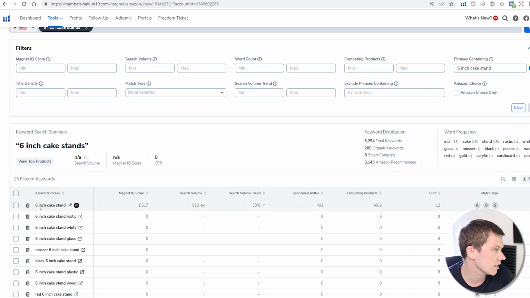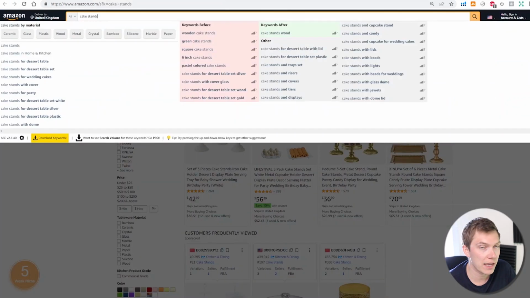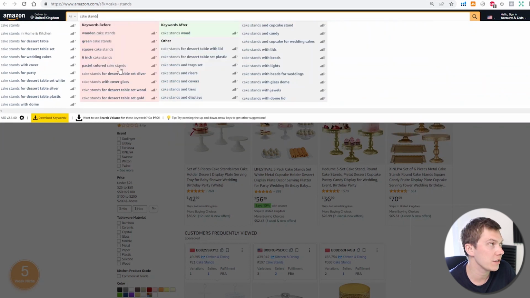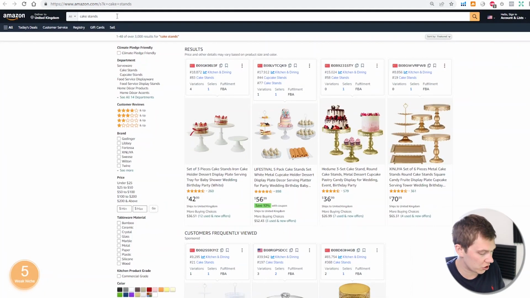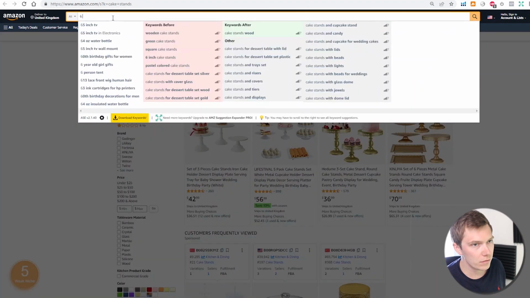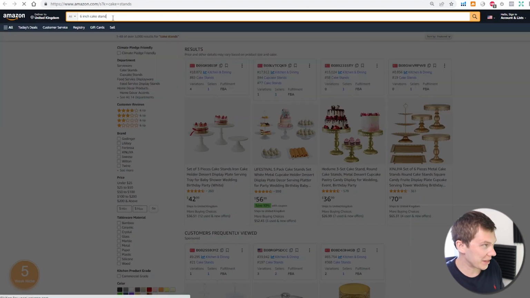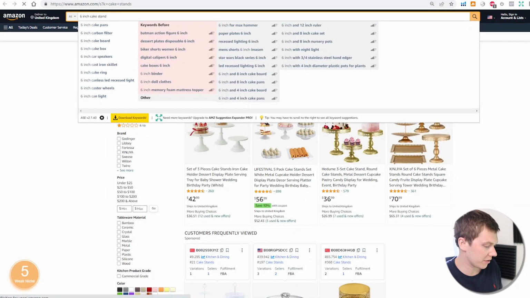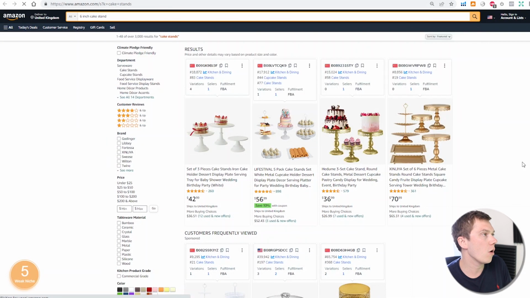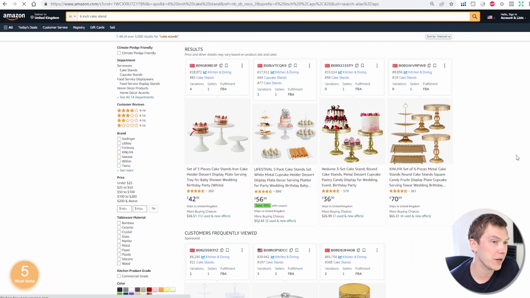There we go. So we've got 6-inch cake stand. It's just found the singular 913. So not quite as many people are searching for that. But again, that could be a possible route for you to differentiate. If you typed in 6-inch cake stand, I'm really going down the rabbit hole here. I'm just doing these different techniques on the fly just to help you. So 6-inch cake stand. And what I'm looking for here is there could be an opportunity.